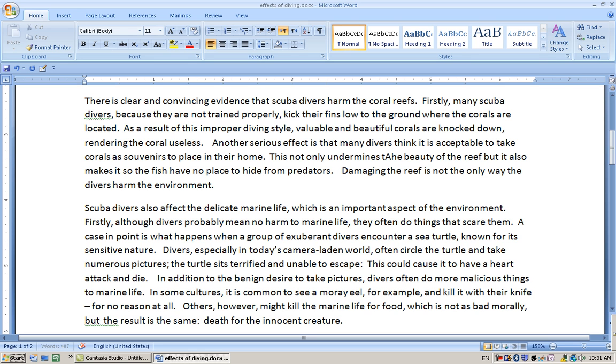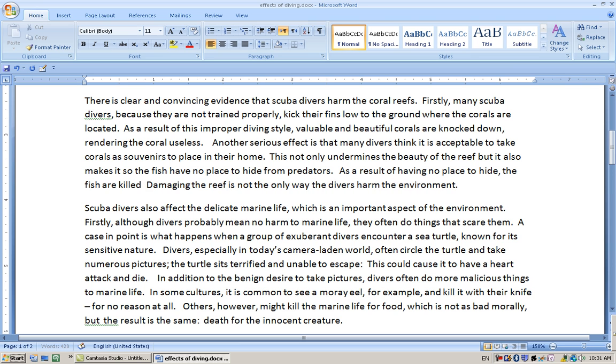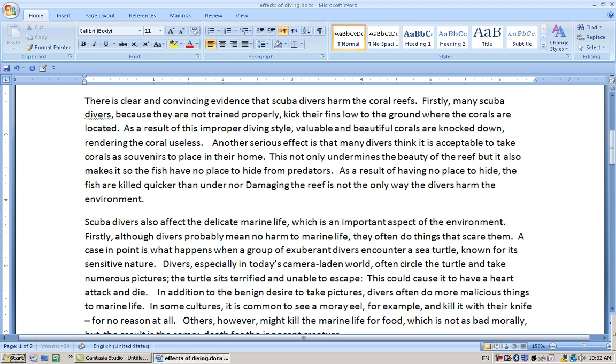And then I could say, as a result of having no place to hide, the fish are killed quicker than under normal circumstances. Okay? Let's see how that works. This not only undermines the beauty of the reef, but it also makes it so the fish have no place to hide from predators. As a result of having no place to hide, the fish are killed quicker than under normal circumstances.